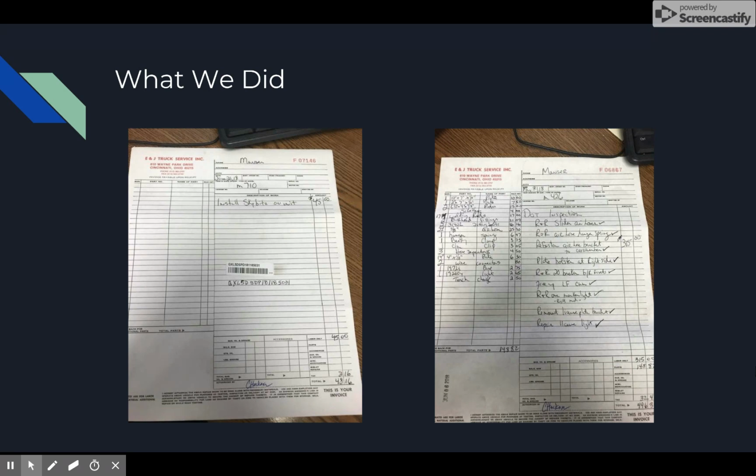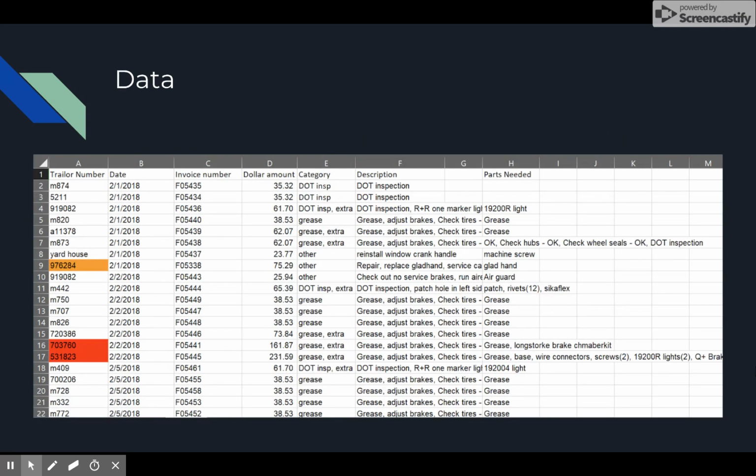We initially decided on 6 points of data from each invoice to enter into the spreadsheet, predicting what would be helpful in the analysis of this data. We initially focused on the trailer number, the date of the fix, the invoice number, the cost of the fix, the description of the problem and reason for the fix, and the parts needed for the fix.